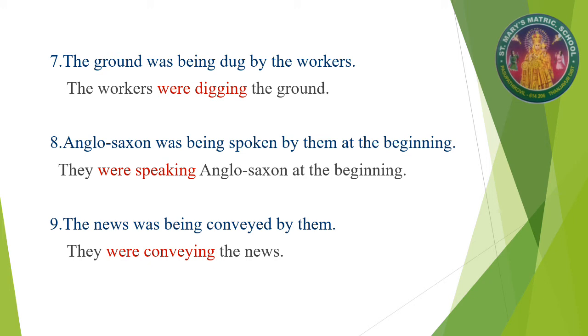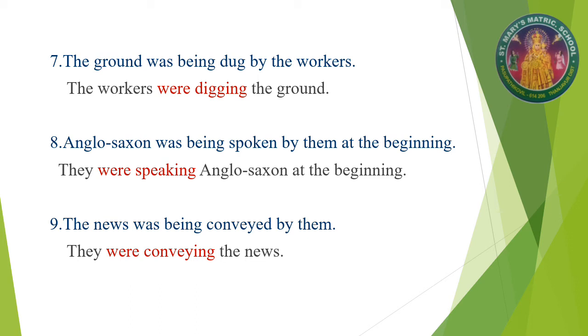Do you understand? Why are we writing were? Again I am saying that the workers, it is a plural form. So you have to write the auxiliary here, were, and then you have to write dig. Dig is a present form. Verb plus ing is continuous tense. Digging. Now bring down the subject as an object. Remove the by, and the subject will be converted into object, that is the ground. Do you understand? Next, 8th sentence.